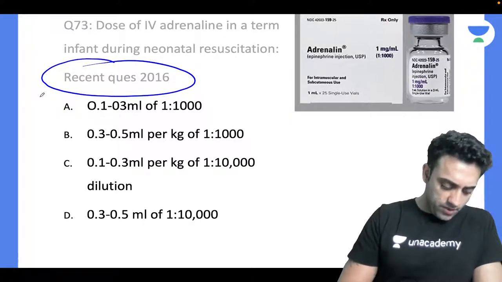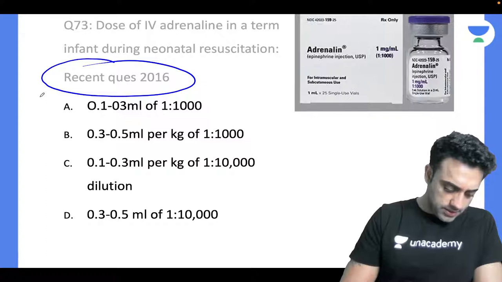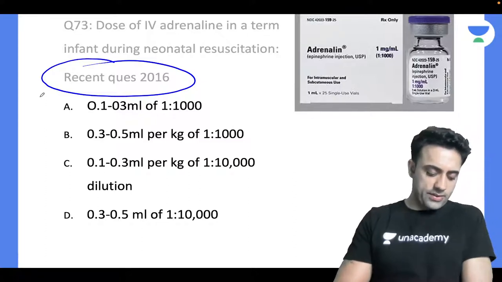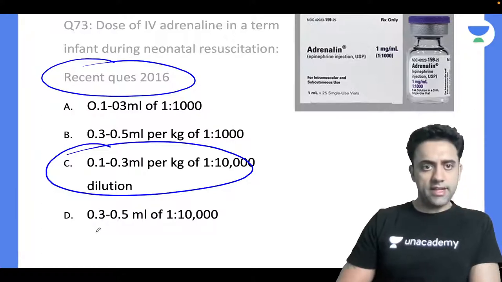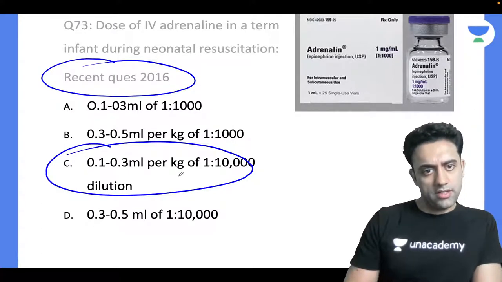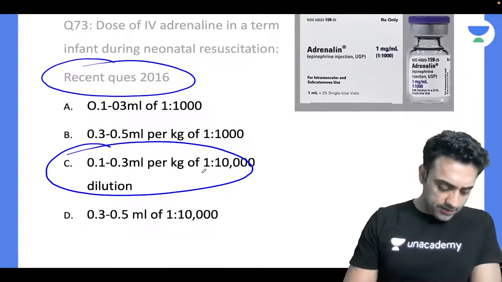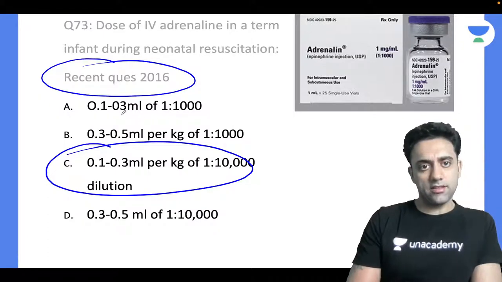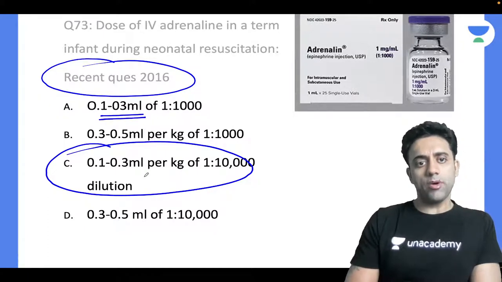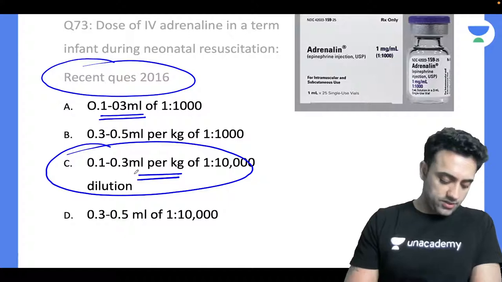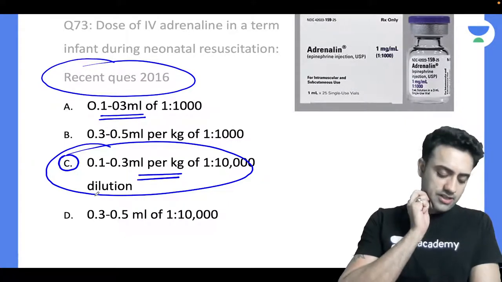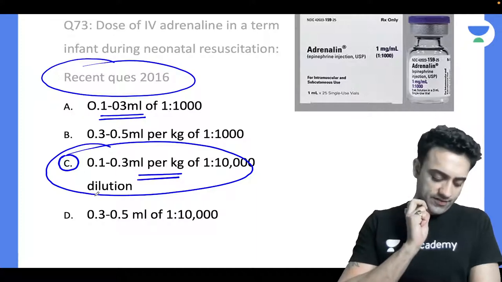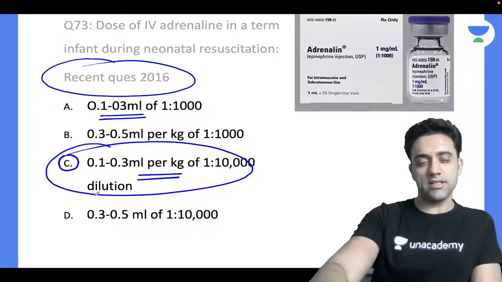Okay, very good. That's right. The best answer for this question is 0.1 to 0.3 ml per kg in 1:10,000 dilution. No, other than A, C would be the best answer. 0.1 to 0.3 ml per kg. So per kg will be a better answer. Look, mistakes happen in such small questions. So please remember that. Do it better, okay?